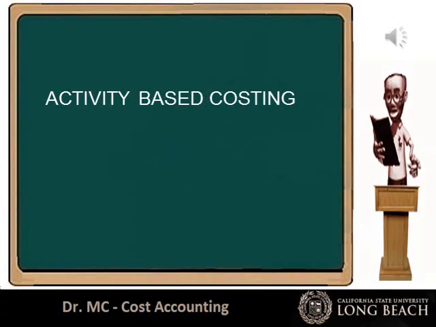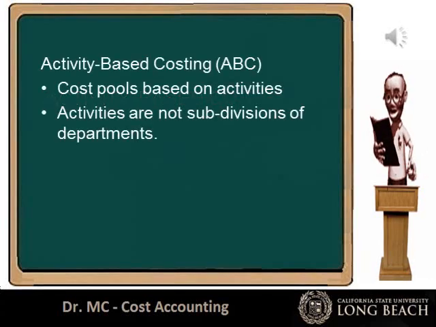We are now going to discuss another way that a firm can divide its factory into subgroups that separately apply overhead to the units produced by the factory. This method is called activity-based costing. With activity-based costing, you divide the factory up by activities rather than departments.